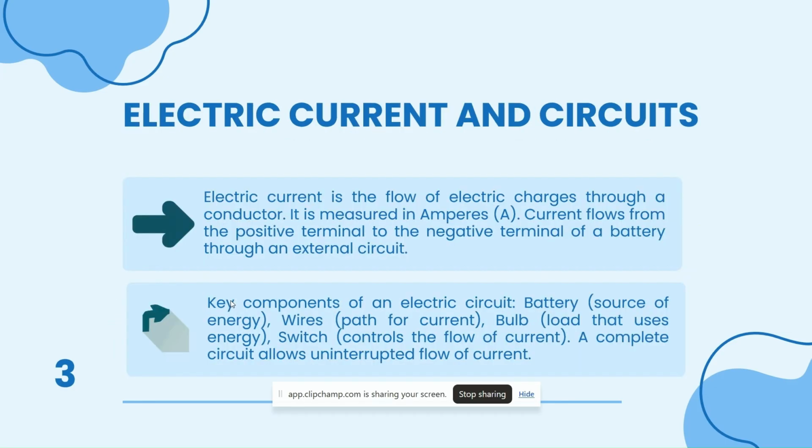The next topic is electric current and circuits. Electric current is the flow of charges through a conductor. It is measured in amperes. Current flows from the positive terminal to the negative terminal of a battery through an external circuit. The key components are the battery, the source of energy; wires, the path for current; the bulb, the load that uses the energy; and the switch, which controls the flow of current. A complete circuit allows uninterrupted flow of current. That is all about electric current and circuits.